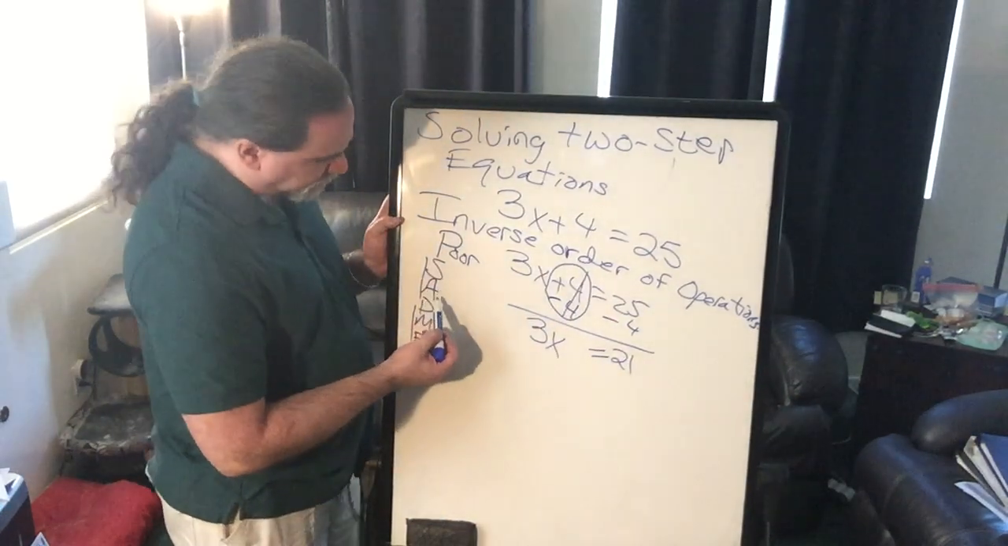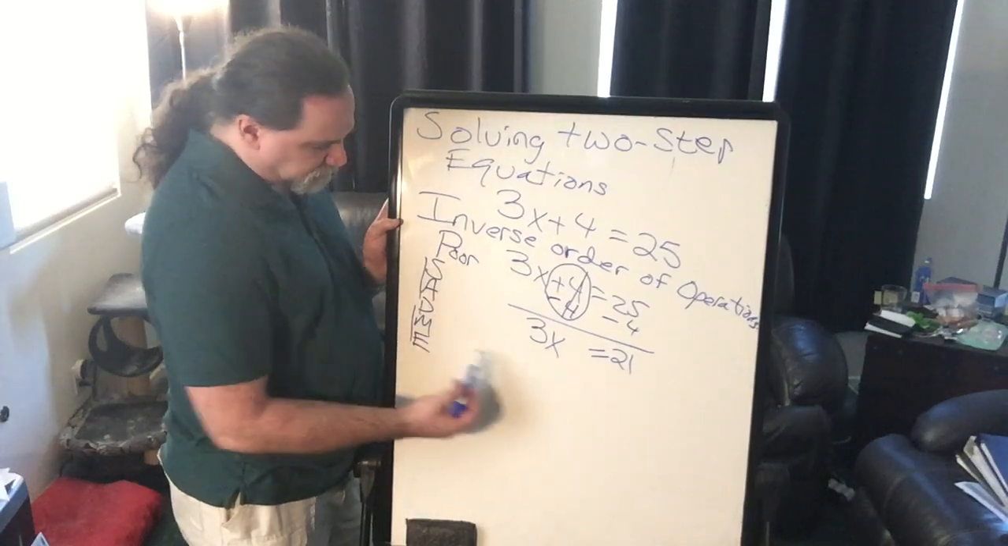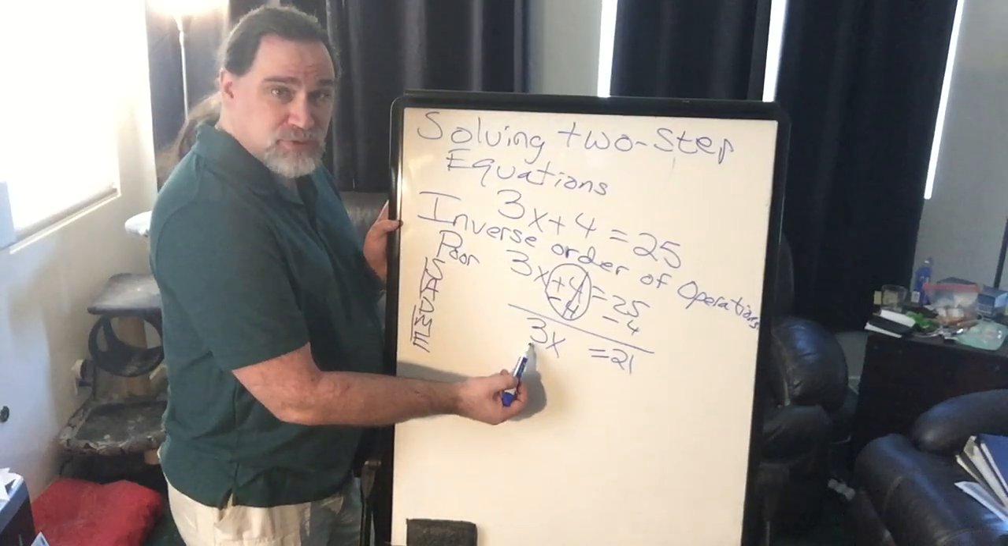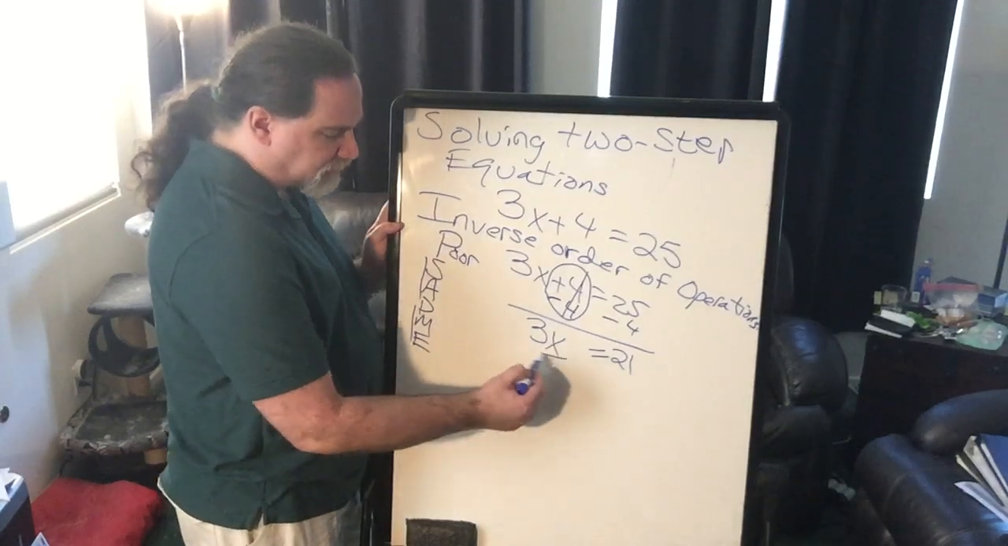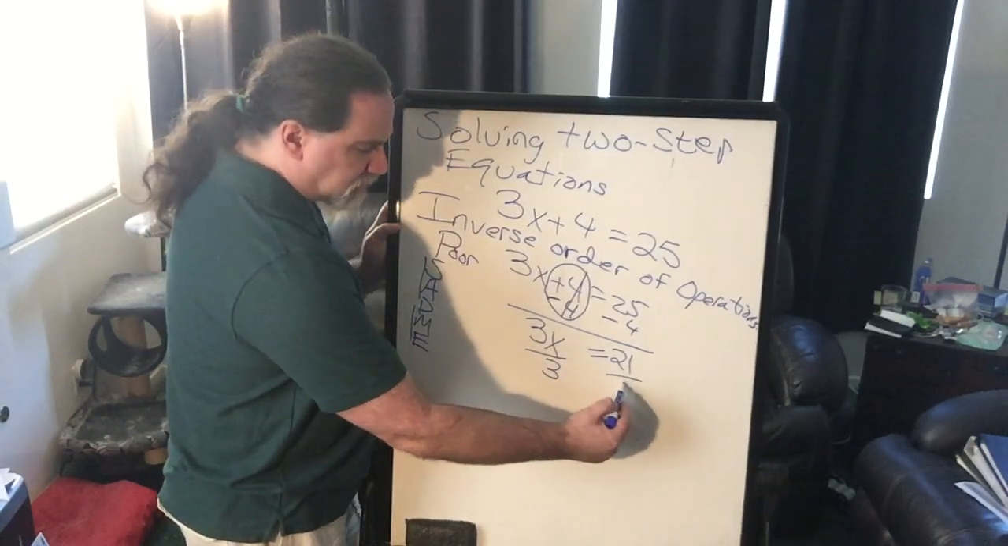I was at addition. Next down would be division. I don't have any division in this problem. Multiplication. Hey, I do have some multiplication. I have 3 times x. Well, what's the opposite of multiply by 3? Divide by 3.